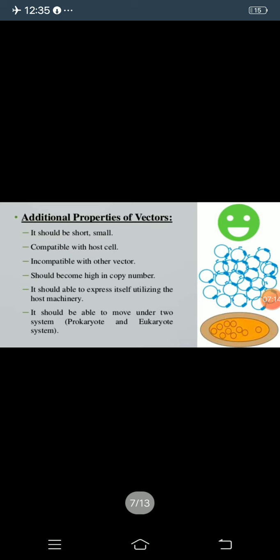Here some additional properties of vectors are mentioned. It should be short and small, it should be compatible with the host cell and incompatible with other types of vectors. It should be high in copy number. It should be able to express itself utilizing the host machinery, and it should be able to move between the two systems, like prokaryotic and eukaryotic systems also.